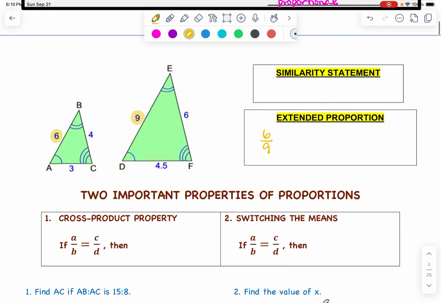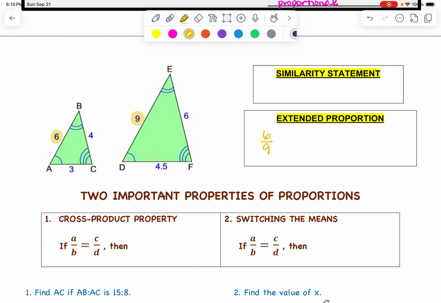Sorry, there's something on my screen. And then I can go find my other corresponding sides, so 4 to 6, and I can set up that ratio, 4 to 6. And then, sorry, I'm hunting for colors. There we go. I know that 3 corresponds to 4.5.